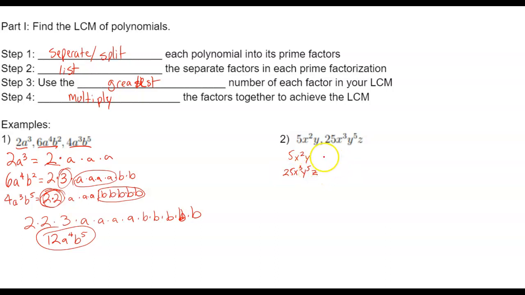And see where we meet. So I can list 5, which is already a prime factor. It can't be divided any smaller. I can list x squared as x times x. And 25 can be broken into 5 times 5. Oops, put my equal sign there. And then I have 3 x's. And then I have 5 y's.